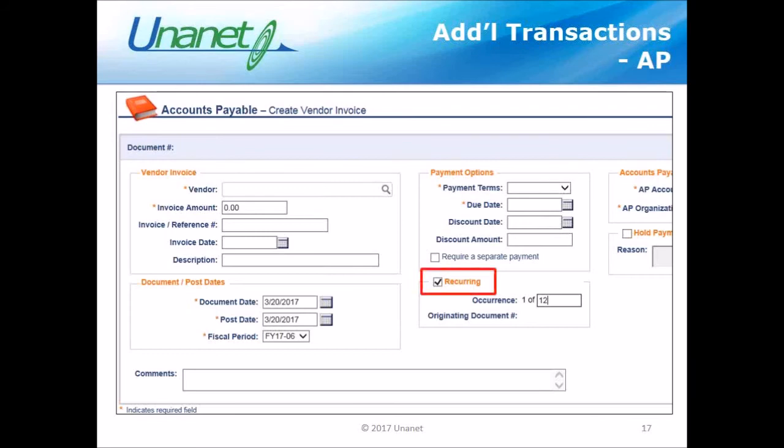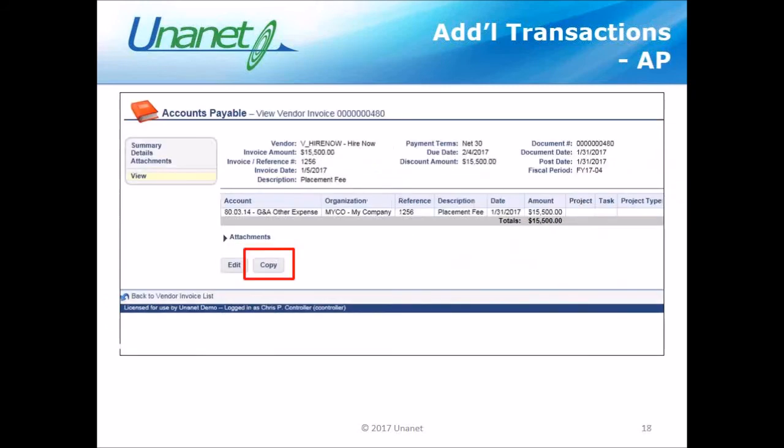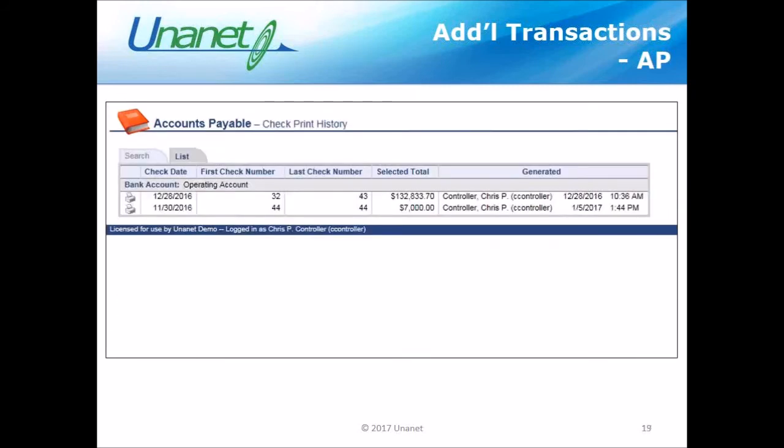Recurring vendor invoice. If you have rent, utilities, or something that you pay every month, enter the number of recurrences, check the recurring box, and then the next occurrence will be created in the next fiscal period as soon as this one is posted, and that'll be in an in-use status. You can go in and make changes if you need to. The copy function, as I mentioned, is available from any status for vendor invoices.